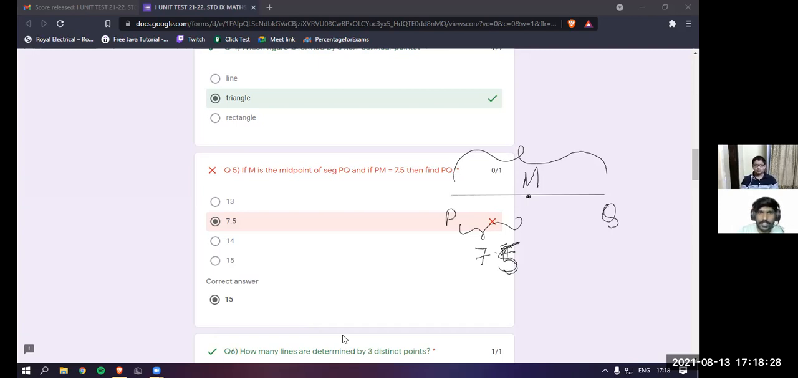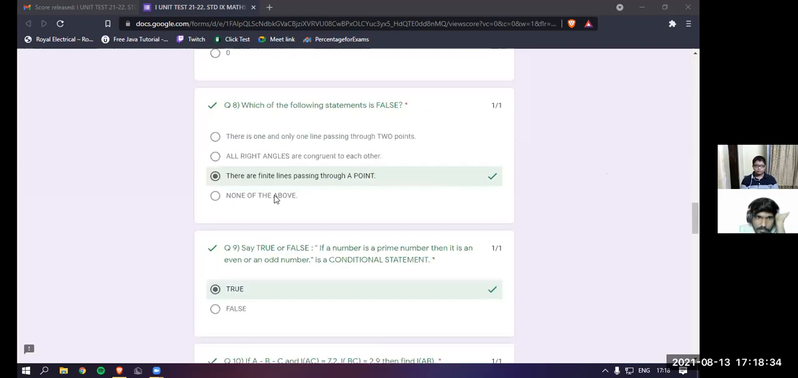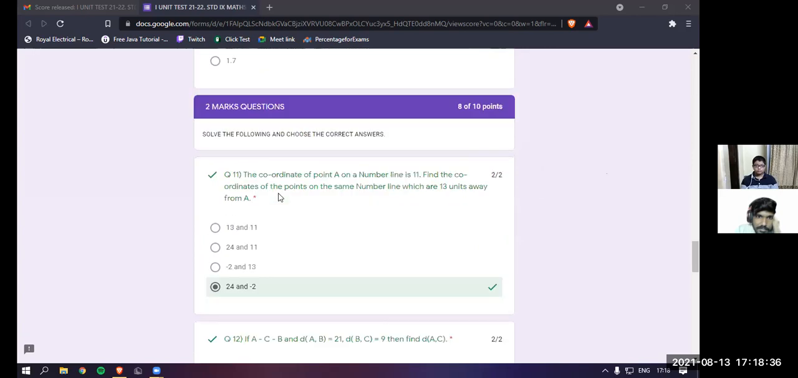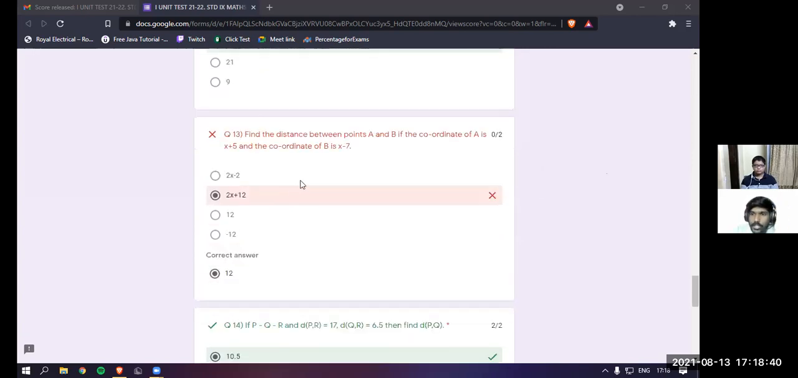It's okay, a small mistake. It's fine. Next, which you got wrong. They have told you to rewrite and solve the questions again as an assignment. Okay, find the distance between point A and B if coordinate of A is x plus 5 and coordinate of B is x minus 7.